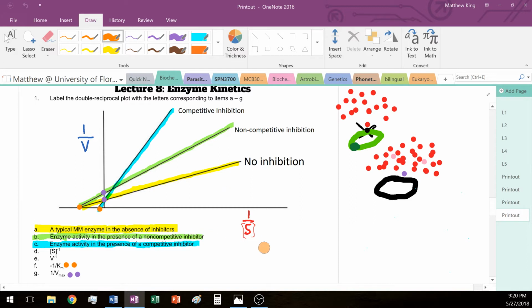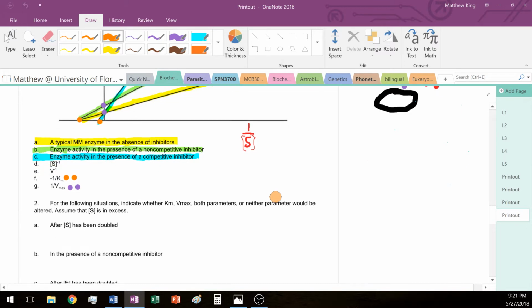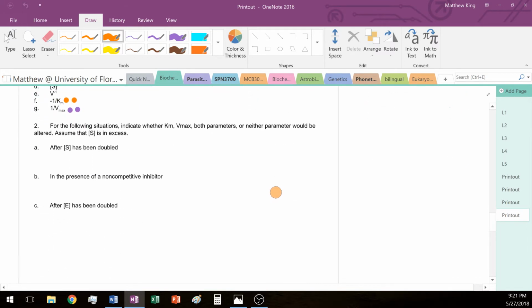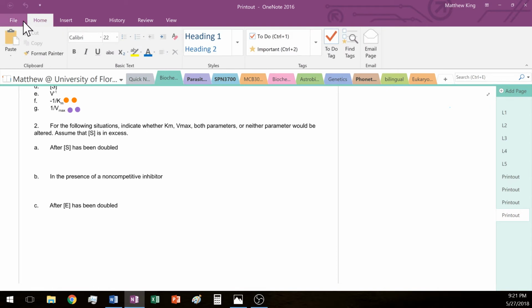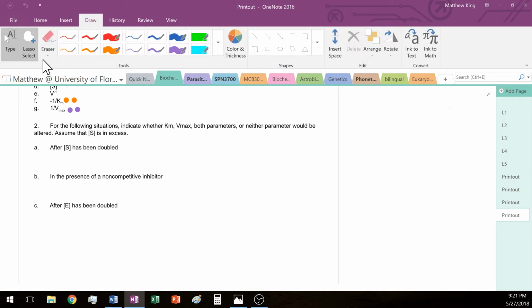But keep in mind, Km is a substrate concentration. Km is not a velocity. It's just saying the substrate concentration at which you have reached half of your maximum velocity. So it's a substrate concentration. But we will explore a little bit more of that down here, and especially in problem number 3. So now we're just going to quickly go through problem number 2. These are just logic exercises, basically, and these are definitely exam style questions.